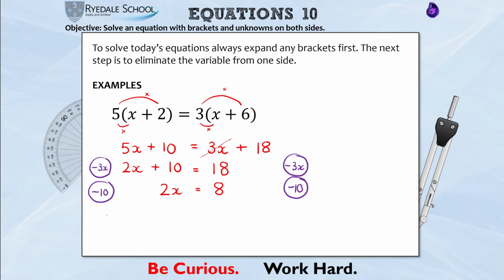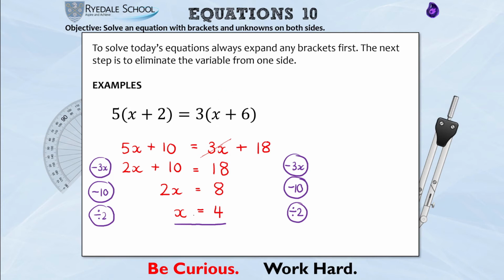My final step is to divide by 2. I have 2x's. I want to know what one of them is worth. So dividing by 2 allows me to do that, and x equals 4. So look at the use of the two different coloured pens and try to emulate this.